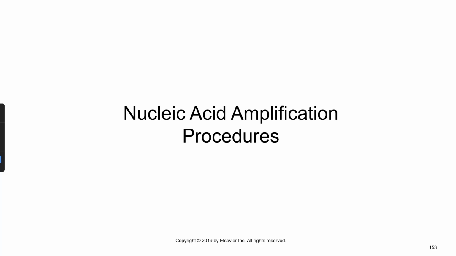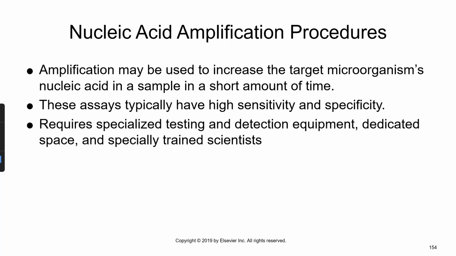The other thing we can do is nucleic acid amplification procedures. So amplification may be used to increase the target microorganism's nucleic acid in the sample in a short amount of time. These assays typically have high sensitivity and specificity. It requires specialized testing and detection equipment, dedicated space, and specifically trained scientists.